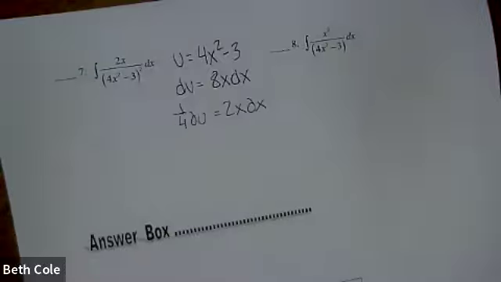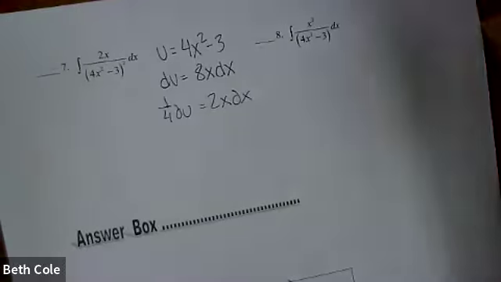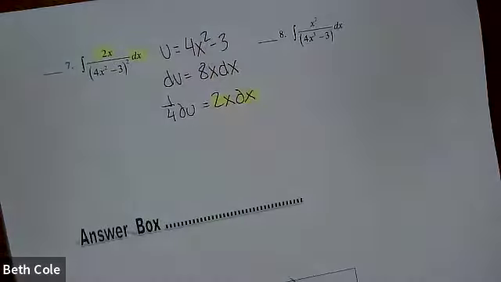So again, it's up to you. It boils down to personal preference, and we are allowed to be different. I don't want to hear anyone say that's the wrong way. It's not. It's up to you. Okay. All right. So in place of the 2x and the dx, I'm going to put 1/4 du.